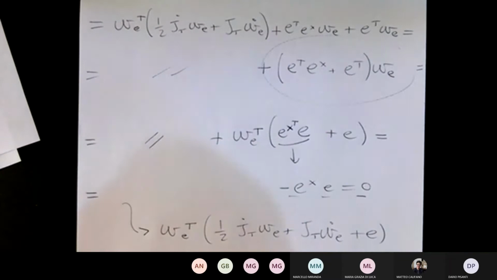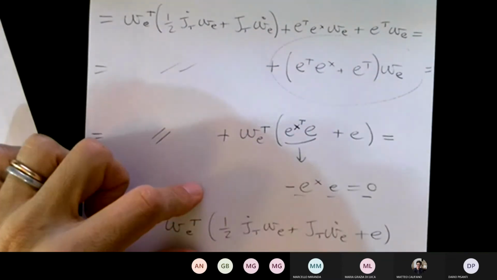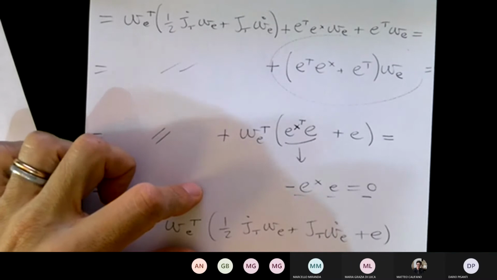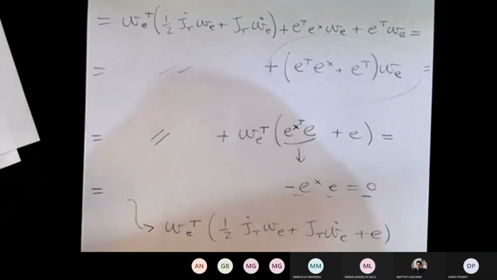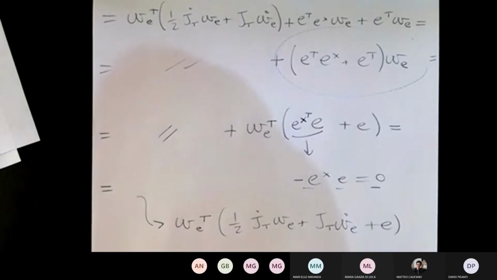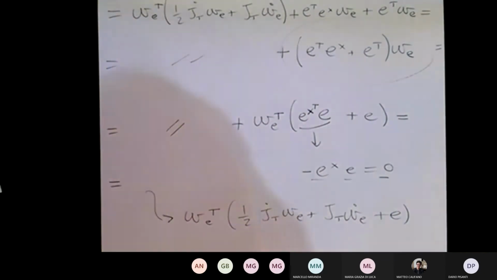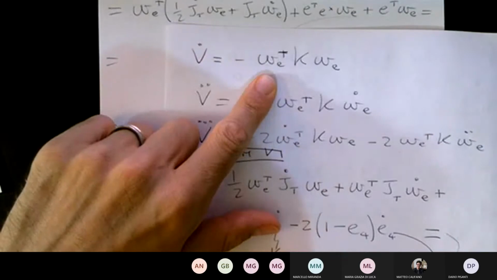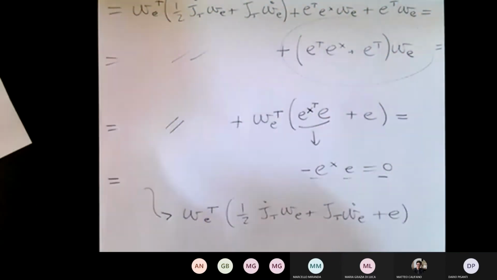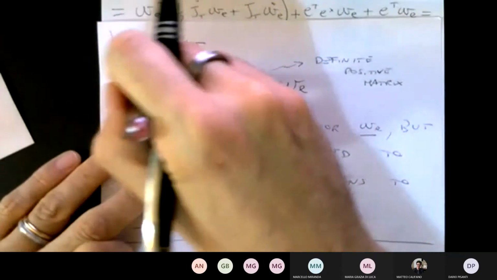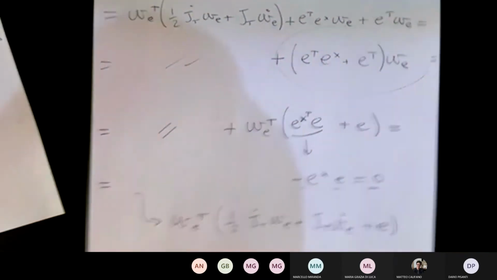Now, this is the time derivative of the Lyapunov function coming from the actual definition of the Lyapunov function. But I also wanted this to be this expression. Remember, this is what I want. I wrote it here. This was my desired behavior. So I'm going to equate the two.